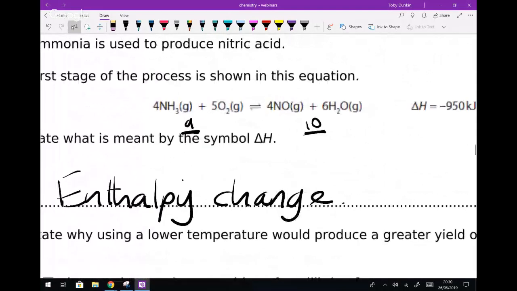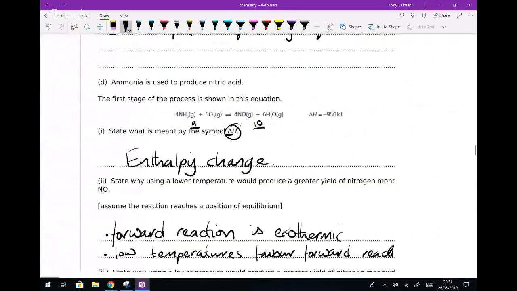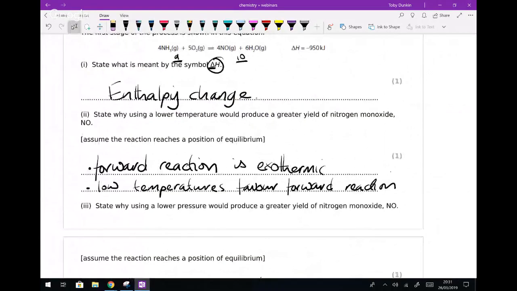We've had the same question, but last time it was just that. Just this time, it was just the triangle, and now it's both. So that now is enthalpy change, rather than just change in. It's now enthalpy change.